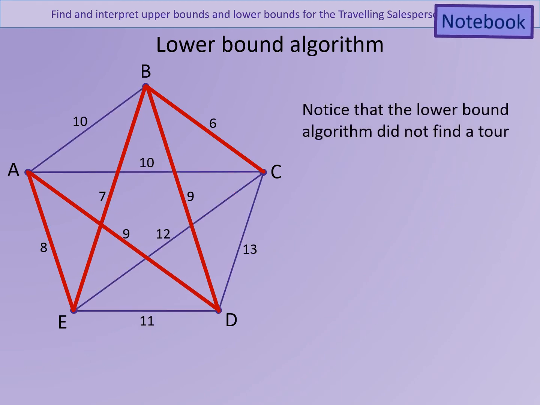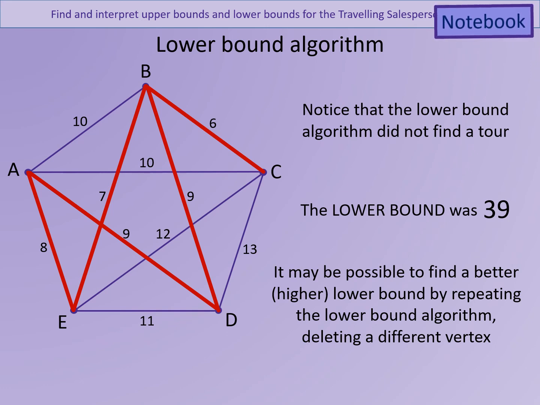Notice that in this case, the lower bound algorithm did not find us a tour. So the 2 edges from A to E and A to D, and the tree with the remaining vertices, BE, BD and BC, when put together, do not give us a cycle. What it has given us is a lower bound. So the lower bound we have found is 39. It may be possible to find a better lower bound. A better lower bound is a higher value. This could be found by starting with a different vertex instead of A.